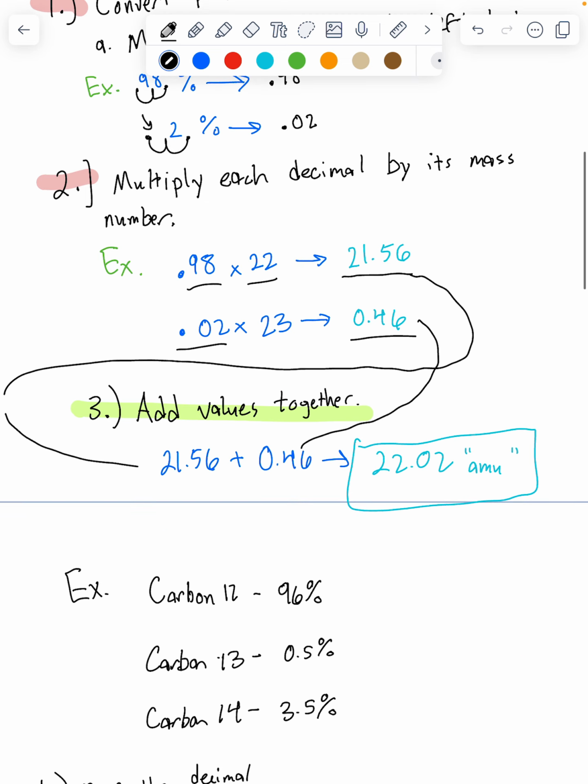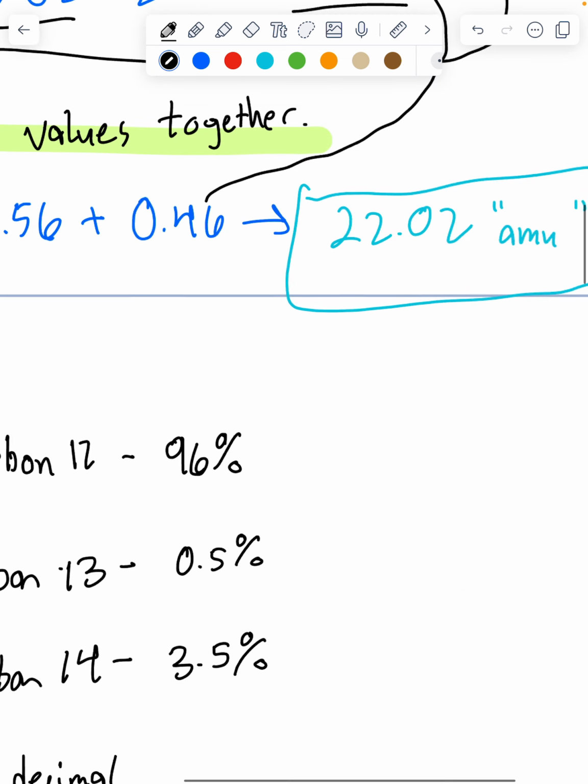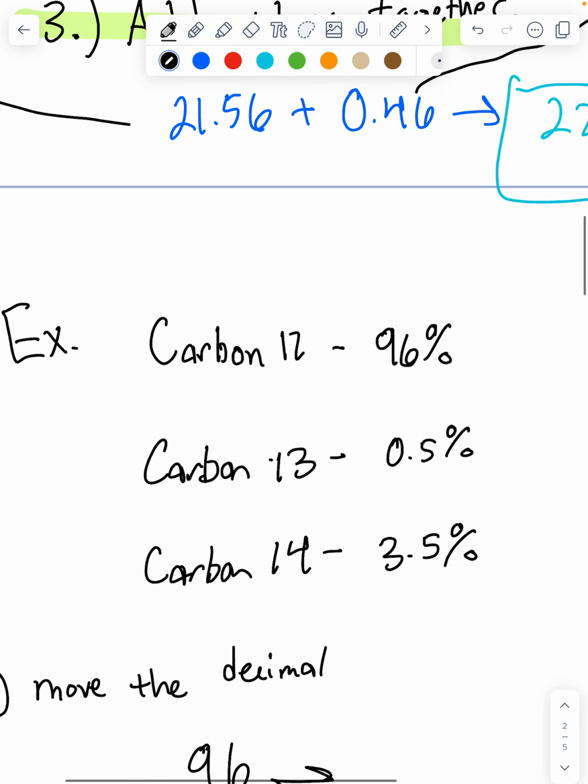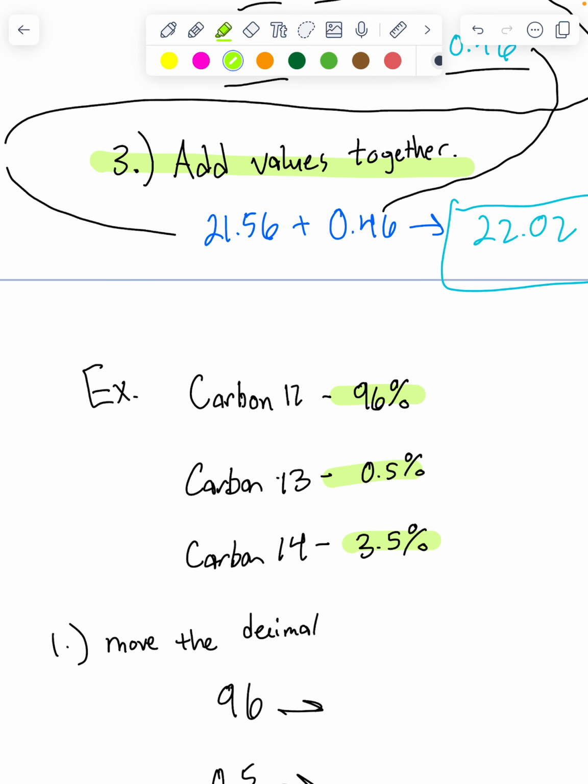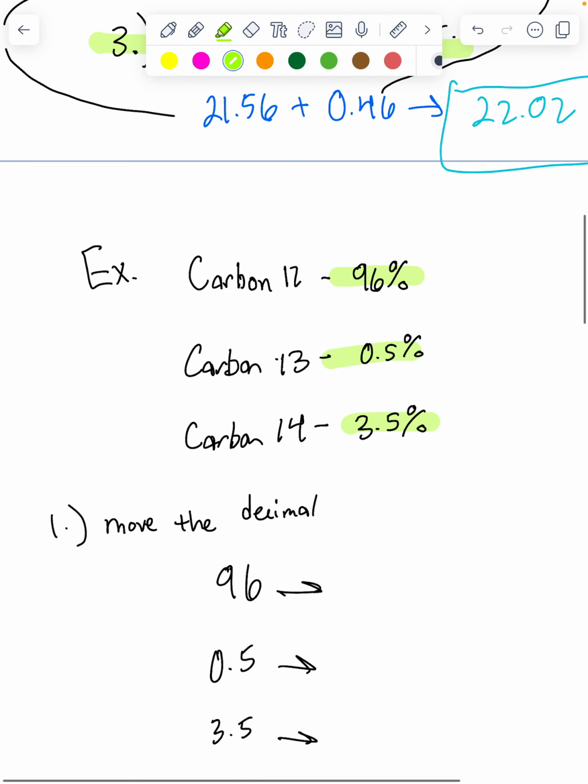All right, let's do a different one here. We've got carbon 12, carbon 13, and carbon 14. Carbon 12 has a mass 12 and a percent composition, or percent abundance, of 96%. Carbon 13, percent abundance of 0.5%, and carbon 14, 3.5%. So first thing you're going to do, move your decimals here.